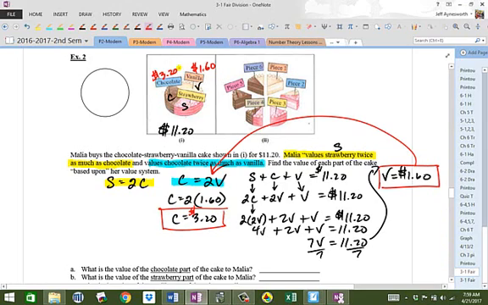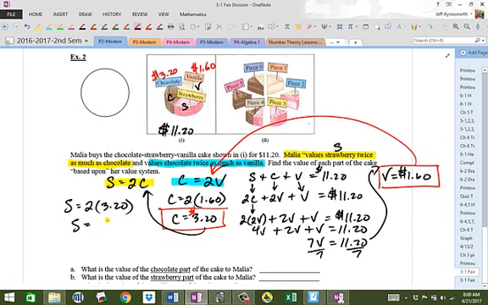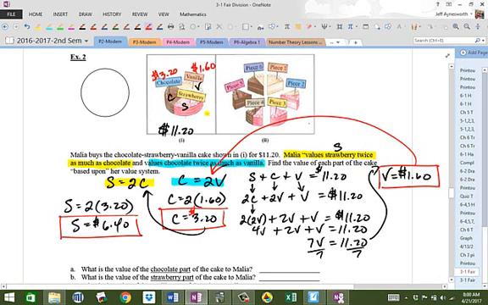And then, of course, strawberry is 2 times the chocolate value, so you take this over here and you get the strawberry value is 2 times the chocolate value of $3.20. And that means the strawberry has a value of $6.40. Okay, so now I have all the values based upon her value system.